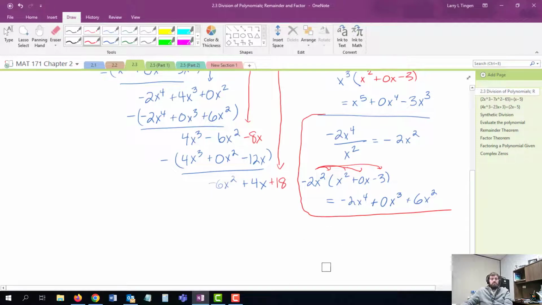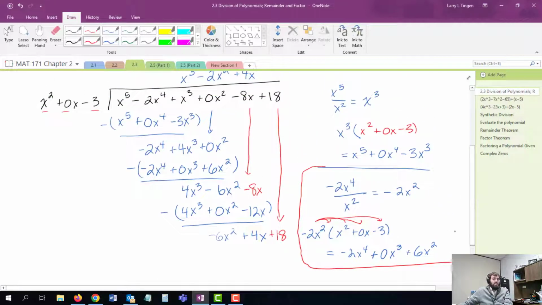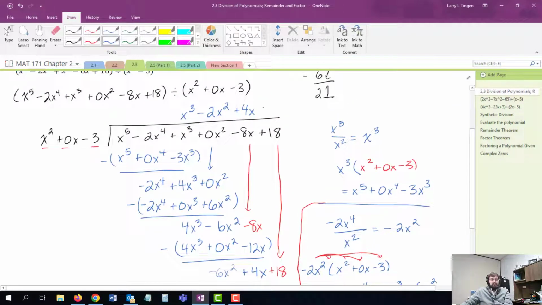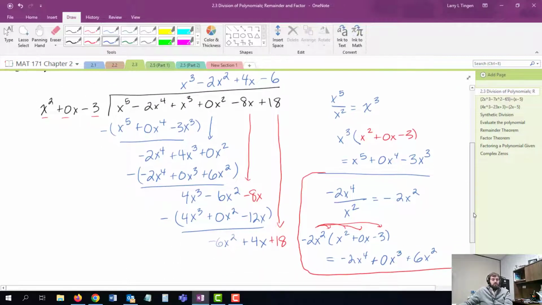And what do I do? I take that new leading term, which is negative 6x squared. I divide that by x squared. Negative 6x squared divided by x squared is just negative 6. So that's the last term in my quotient. And now we just do the math like we've been doing the whole time. Negative 6 times x squared, negative 6x squared. That's what we wanted to happen. Negative 6 times 0x is 0x. Negative 6 times negative 3 is positive 18.